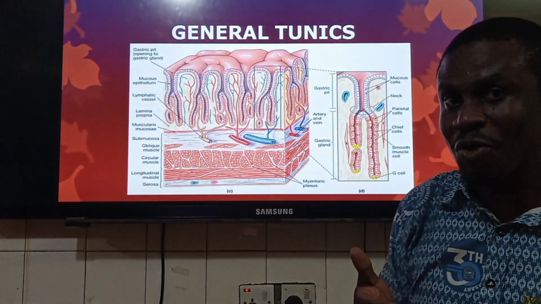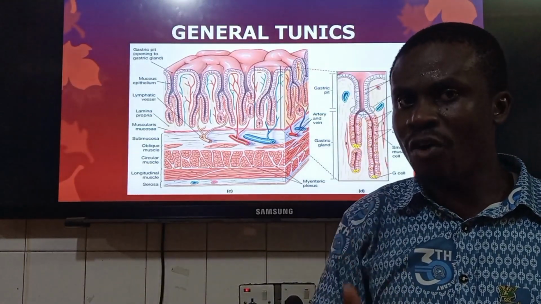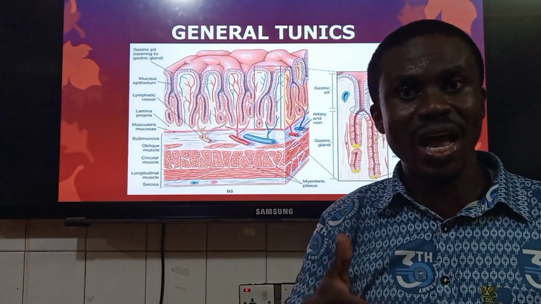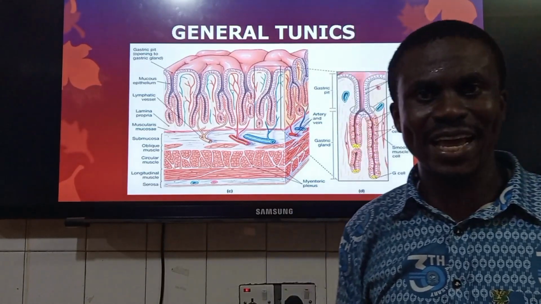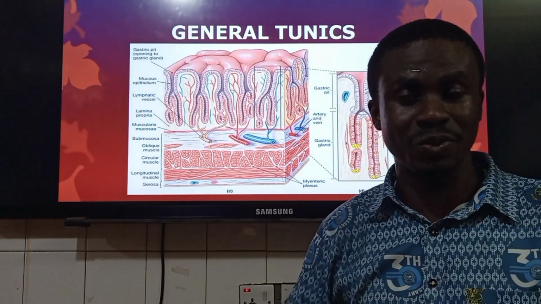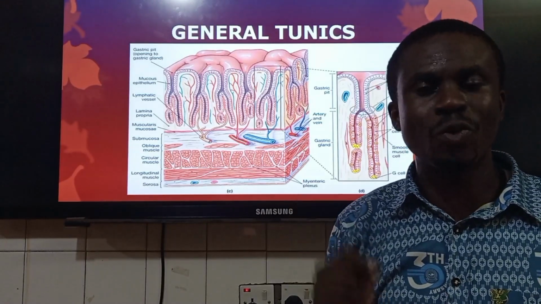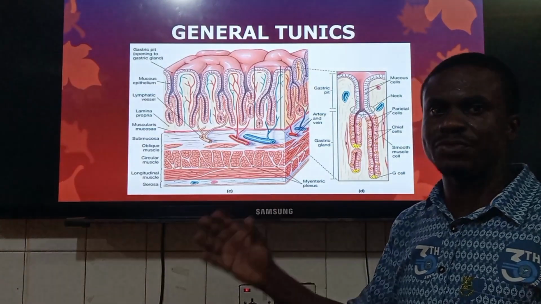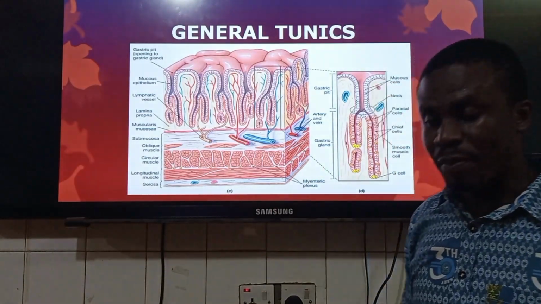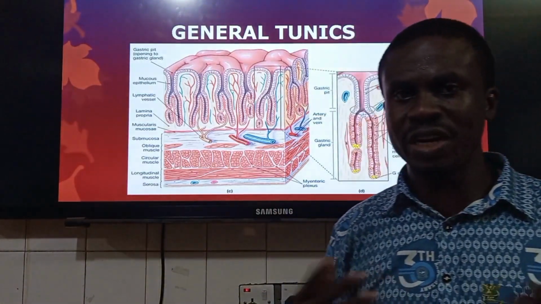It means there's another tunic which we recognize in organs of the postpharyngeal gut that also have a submucosa. And my friends, the submucosa is also made of connective tissue. But this time around, it is not loose areolar connective tissue, but dense irregular connective tissue. Dense irregular connective tissue. My friends, I've been talking about epithelial lining, I've been talking about connective tissue.